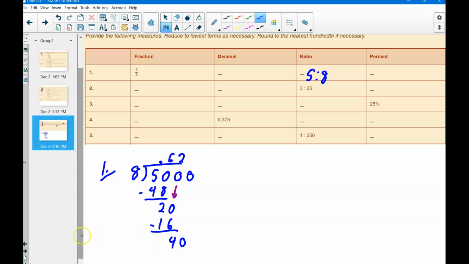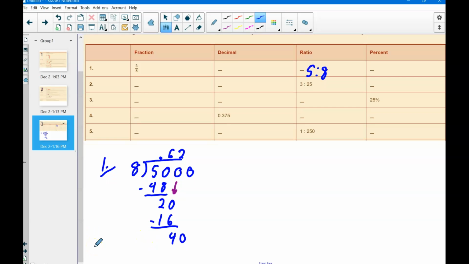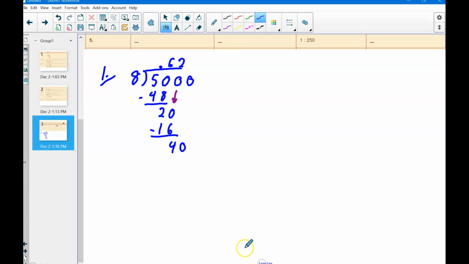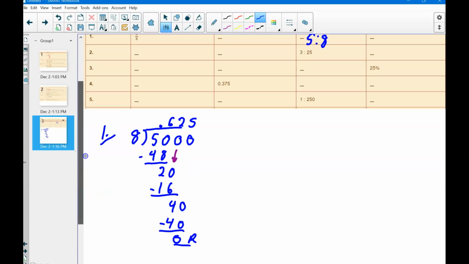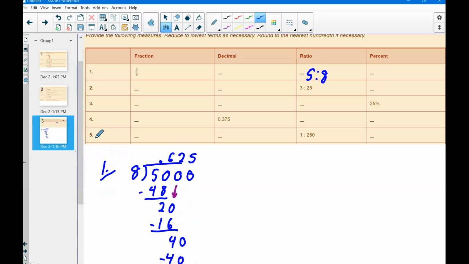Can 8 divide into 40? How many times? Exactly right. 5 8s are 40, which is pretty easy because we know 6 8s are 48. So 5 8s must be 8 less than 6 8s. Subtracting, we get 0 remainder, which is perfect. So our decimal is 0.625.